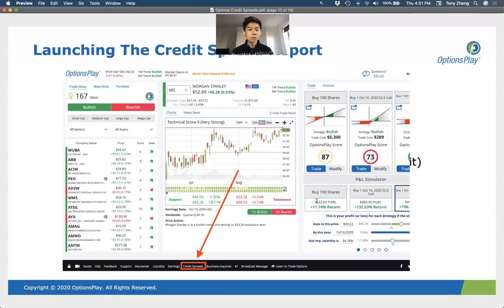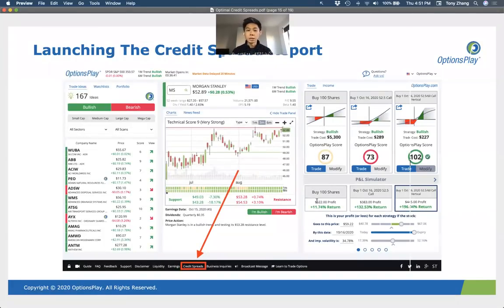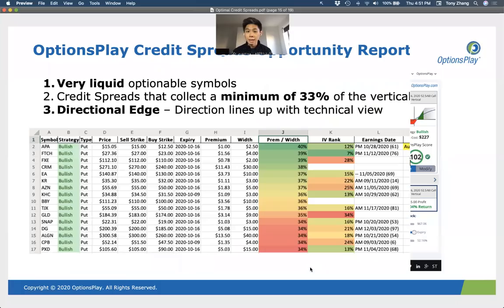So, with that, what I want to show you is the credit spread opportunity report that is available to all OptionsPlay members. You can find the credit spread opportunity report at the bottom of your OptionsPlay platform when you click on the credit spread report or credit spread link. And what it'll take you to is an opportunity report. And I'll show you very quickly how the opportunity report works.